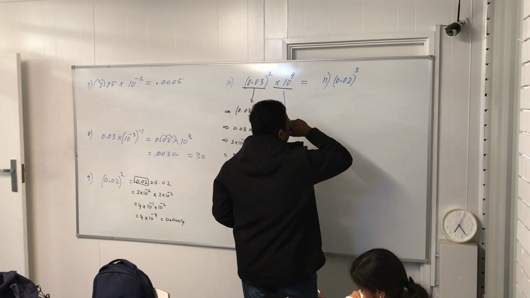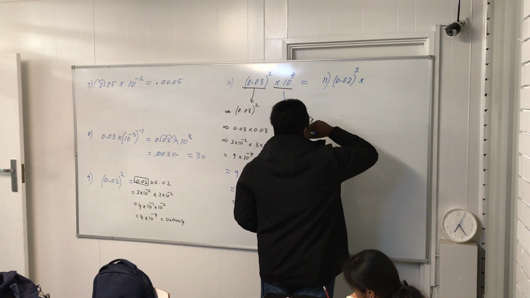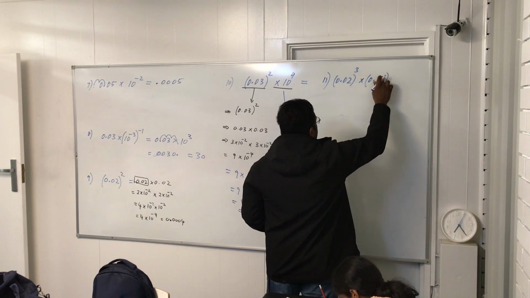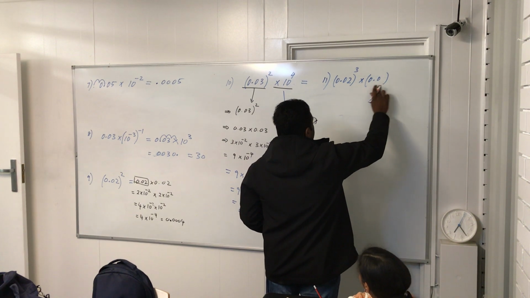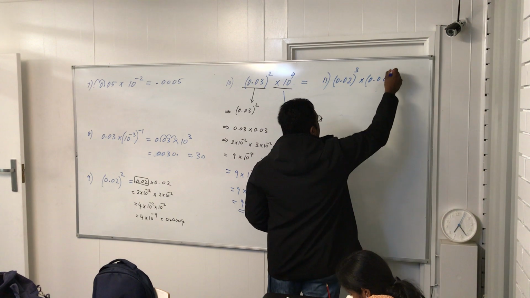0.023 times 0.01, not 1, 0.001 to the power minus 2.